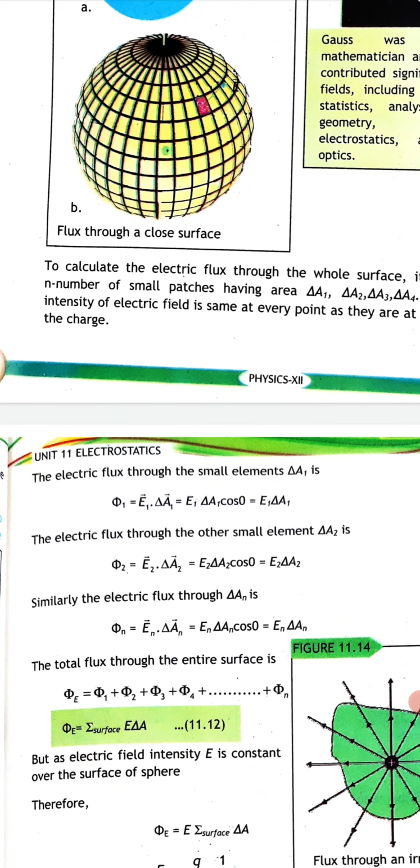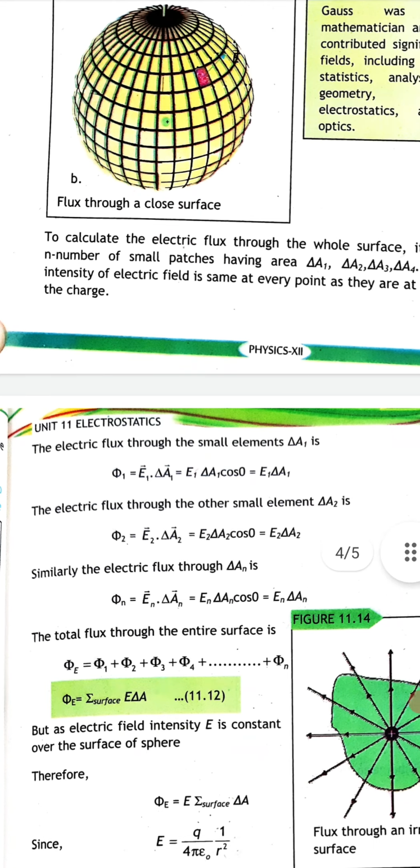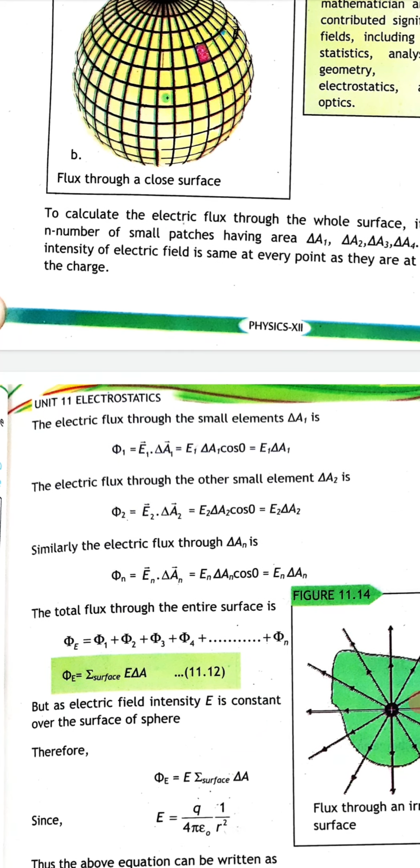And similarly, if we have n segments, then the electric flux for the nth segment should be equal to En dot delta An, and similarly En and delta An are in the same direction, so theta is 0. So we have En delta An. Now electric flux is a scalar quantity, so we can add these quantities just as numbers, right. Therefore the electric flux over the entire closed surface is equal to the sum of electric flux through each segment.